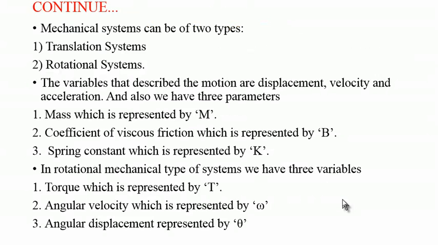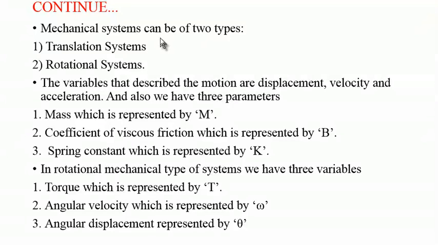Okay, so next is a continuation of the mathematical models, sorry, the mechanical modeling system. The mechanical system can be of two types: one is a translation system and the other is a rotational system. As I already told you, a system is said to be a mechanical system if it has either rotary motion or translation motion. That's why it is called a mechanical system.